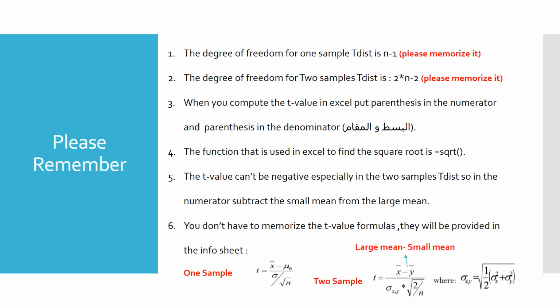Dear students, please remember that the degree of freedom for one sample tdist is n minus 1. The degree of freedom for two samples tdist is 2 times n minus 2. When you compute the t-value in Excel, put parentheses in the numerator and parentheses in the denominator. The function that is used in Excel to find the square root is sqrt. The t-value cannot be negative, especially in the two samples tdist. So in the numerator, subtract the small mean from the large mean.